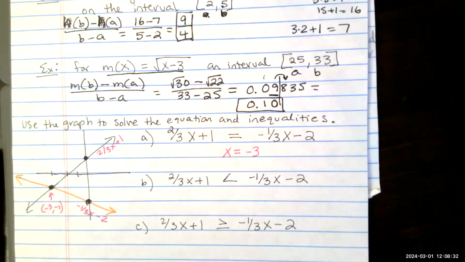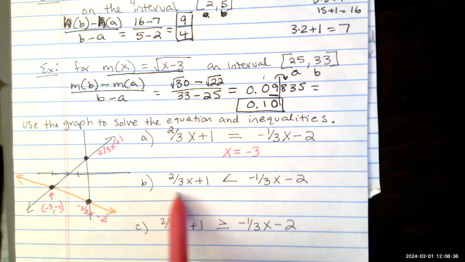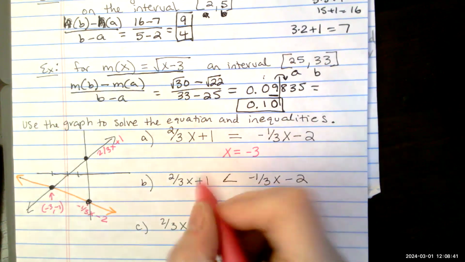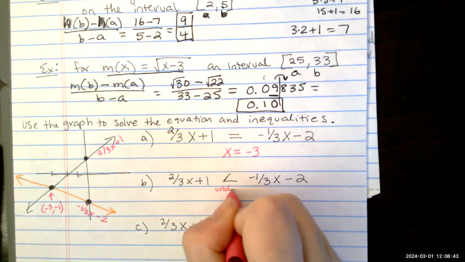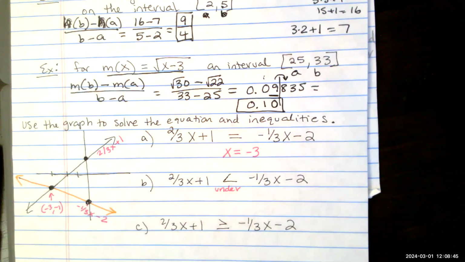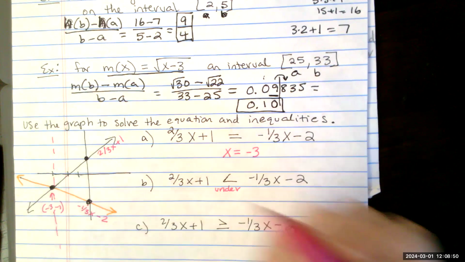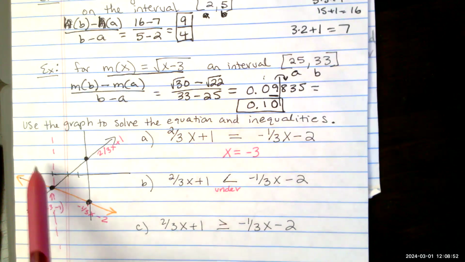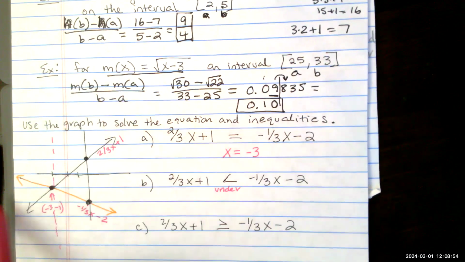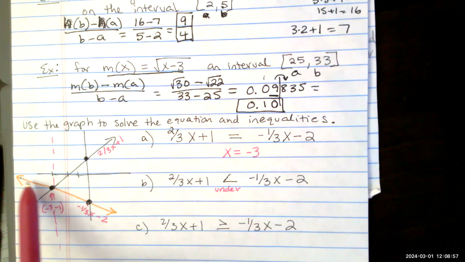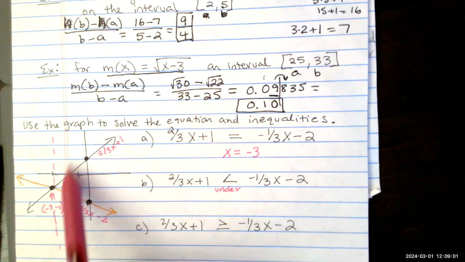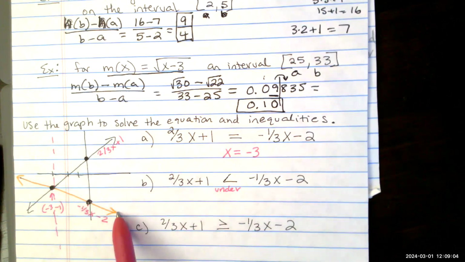Okay? Now it wants to know what x's are going to make this line less than this line. And less than means under. Okay? So if this is where they're equal, this is probably where it switches, right? Notice on the left of my dotted line, the orange one is on top. So the orange one is greater than the black. And on this side, it's the black that is greater than the orange.